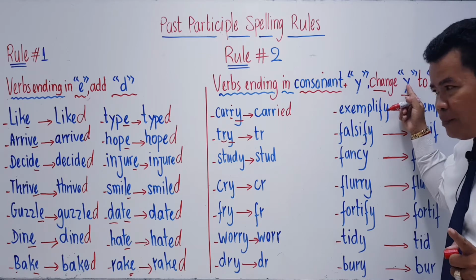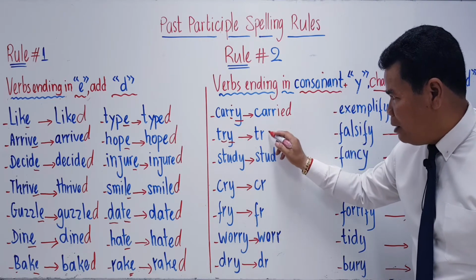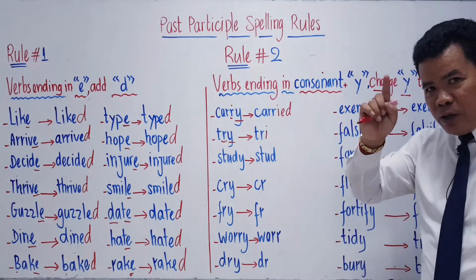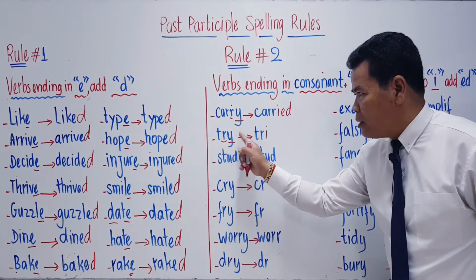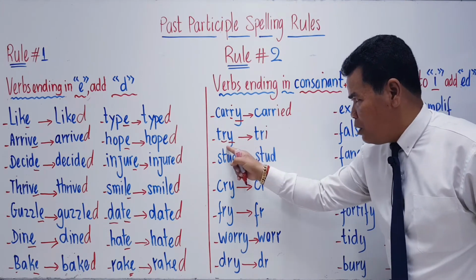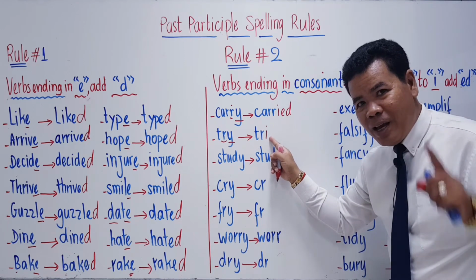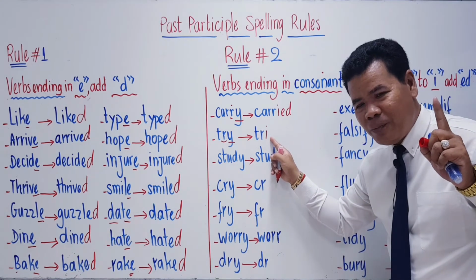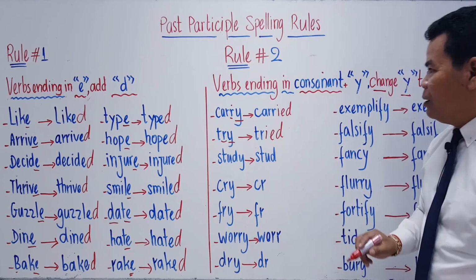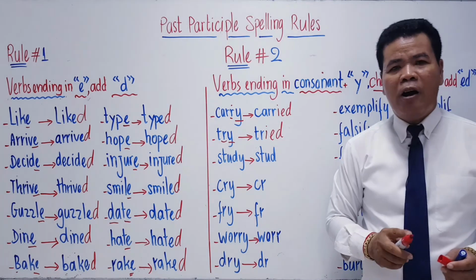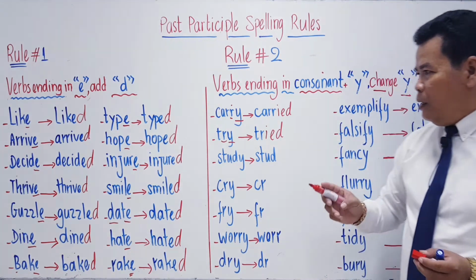Understand? Right? So what do we have now? Change letter Y to letter I. First step. Step 1. Change letter Y to letter I. And then it's not enough yet. You have to add ED at the end. We have the right spelling of past participle. Okay? Let's go to another one.